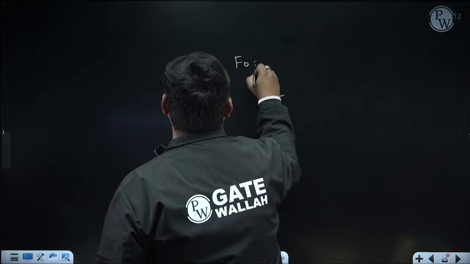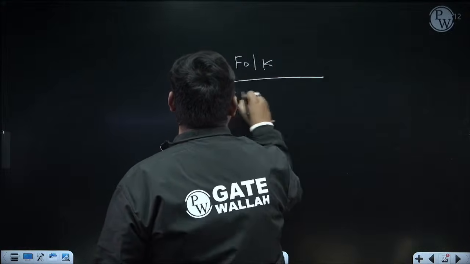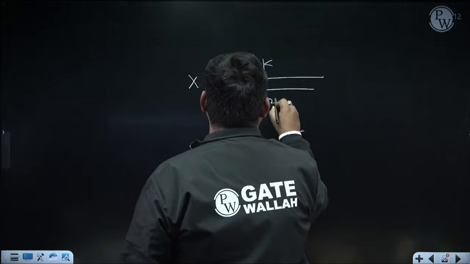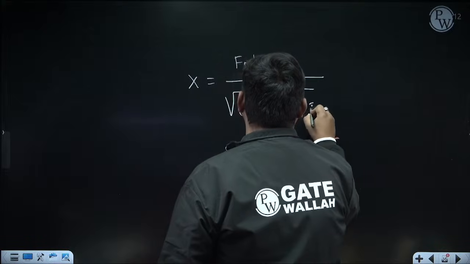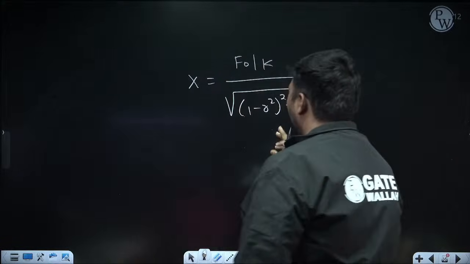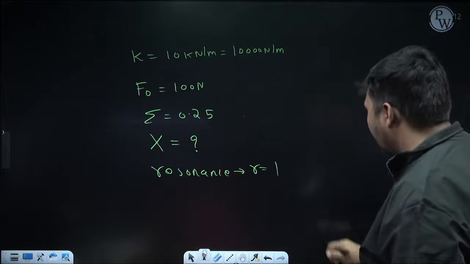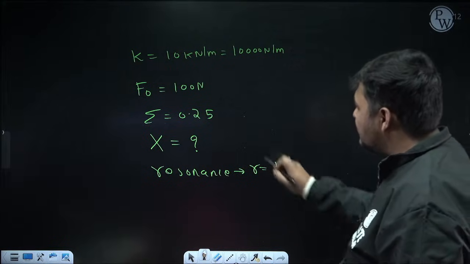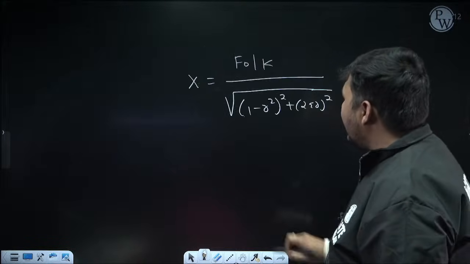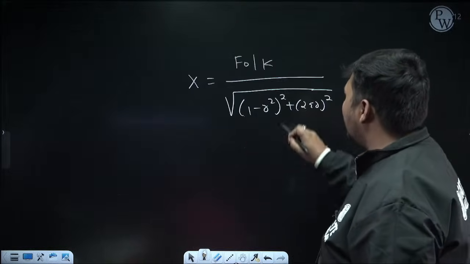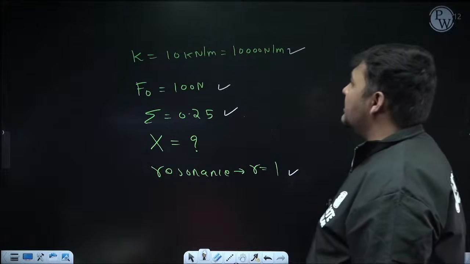It is F0 by K upon root over (1 minus R square) whole square plus (2 zeta R) whole square. Now for capital X calculation we require R, which is given, it is 1. We require zeta, which is directly given. We require F0, which is 100 newton. We require K, which is 10,000 newton per meter.